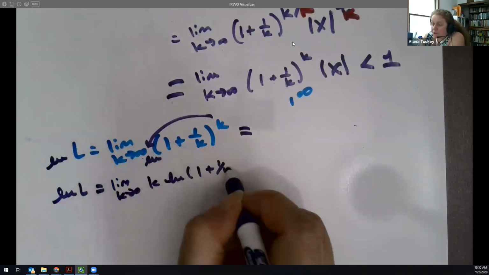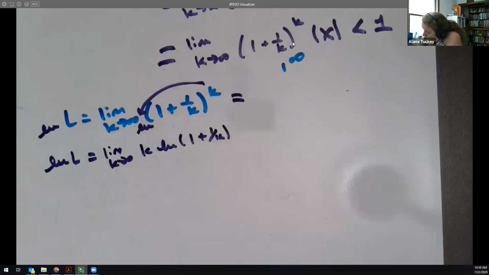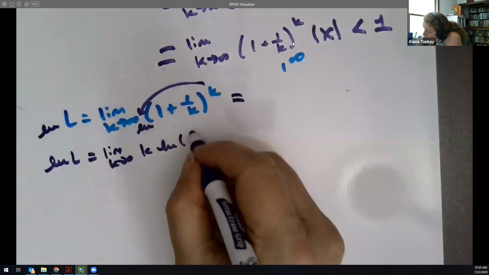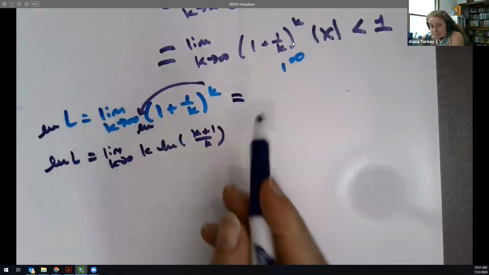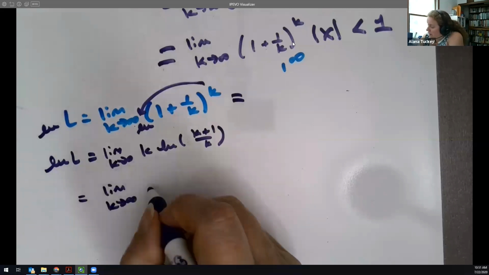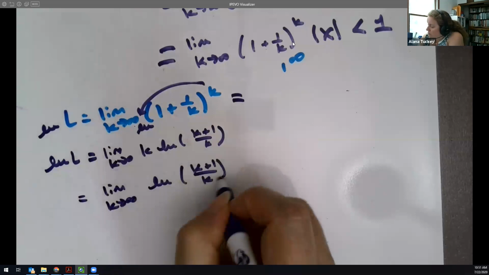Oh, that's looking familiar. Matter of fact, I'm going to rewrite that sucker. This is k plus 1 over k, right? Because if I multiply that one by k over k, so this is the limit as k goes to infinity of the natural log of k plus 1 over k divided by 1 over k.